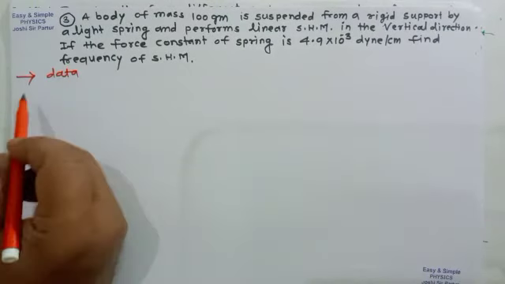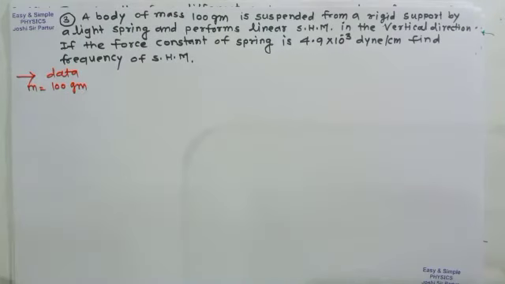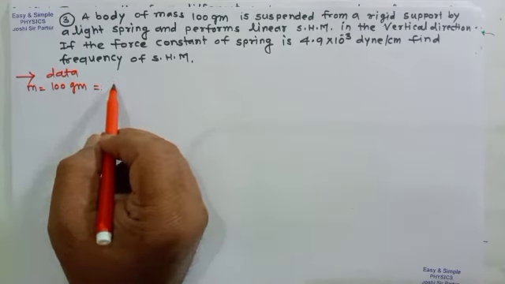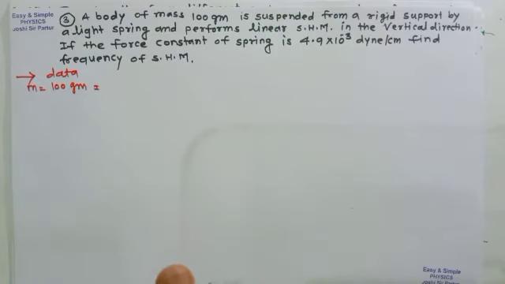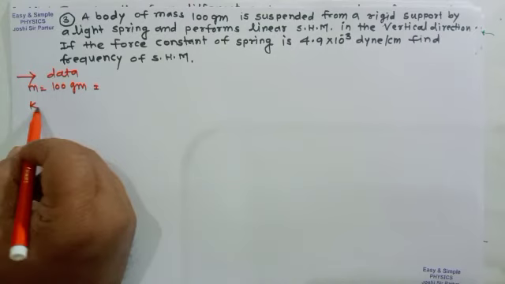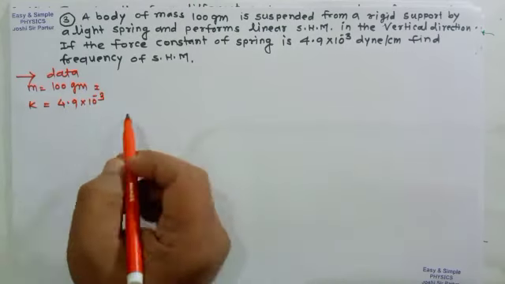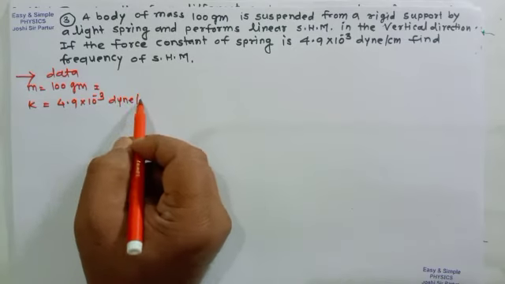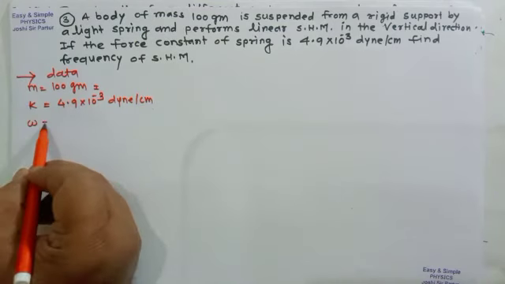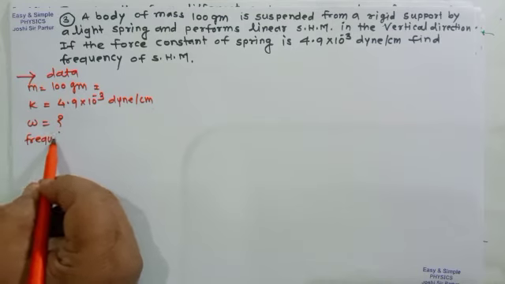In this way, mass is given as 100 gram. It will be in the CGS system. Then spring constant K is given as 4.9 into 10 to the power minus 3 dyne per centimeter. And we can find out omega. And here we can find out frequency.